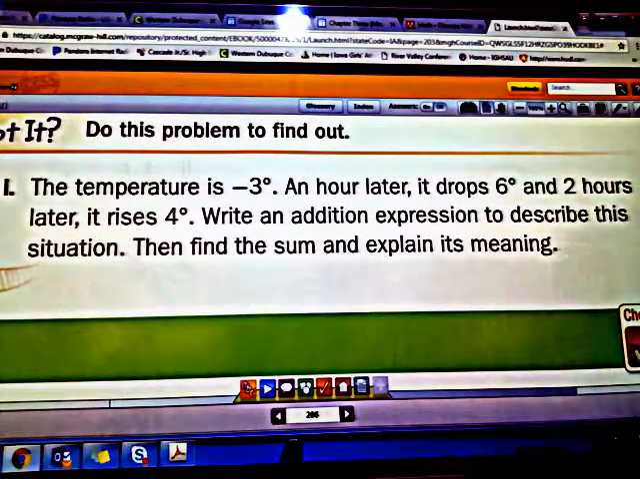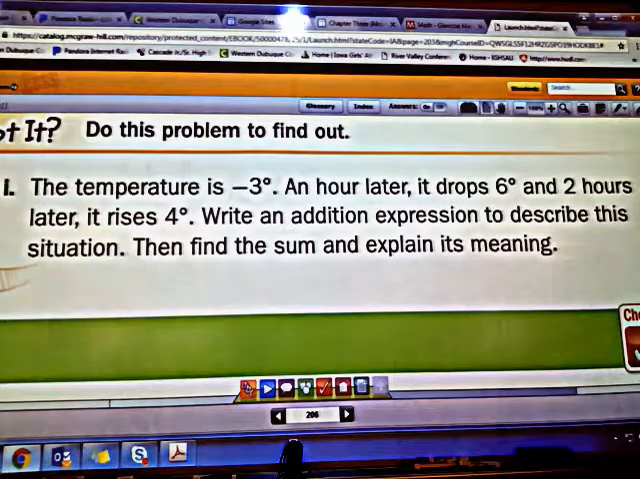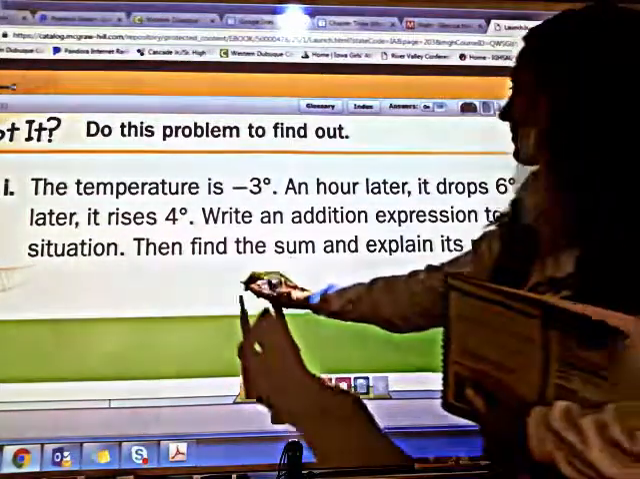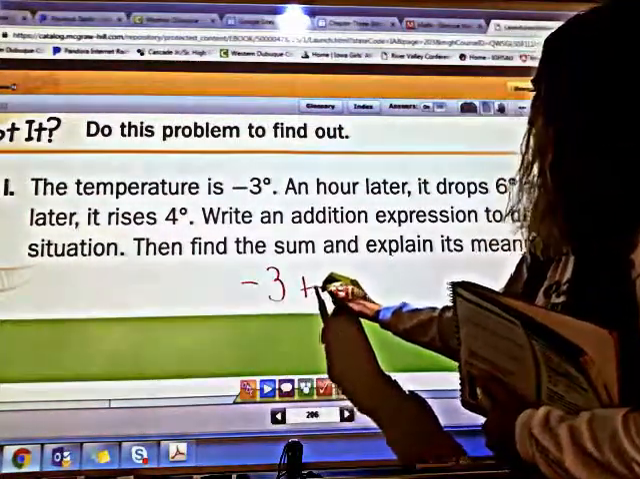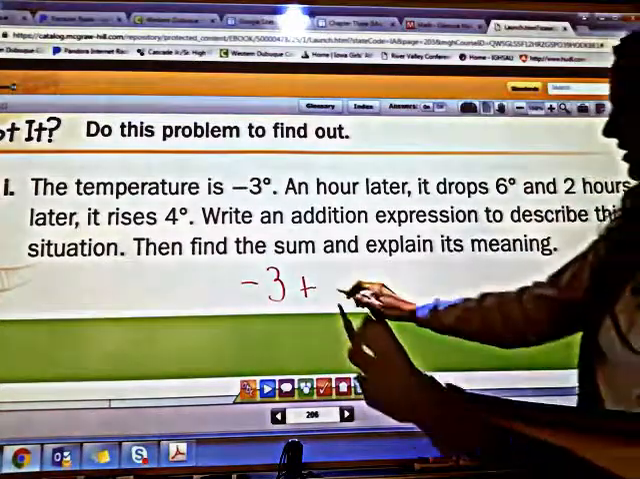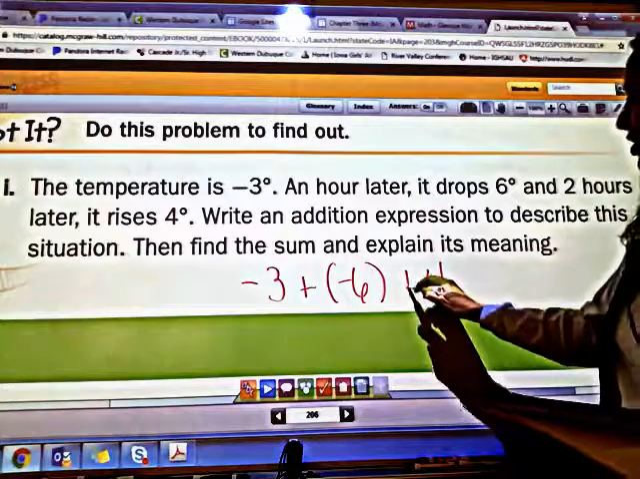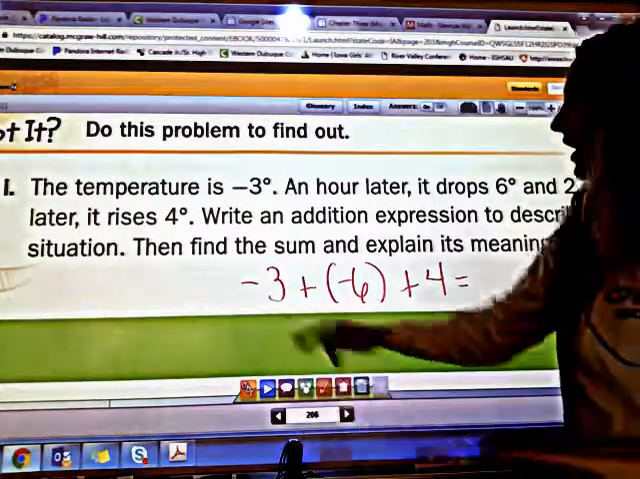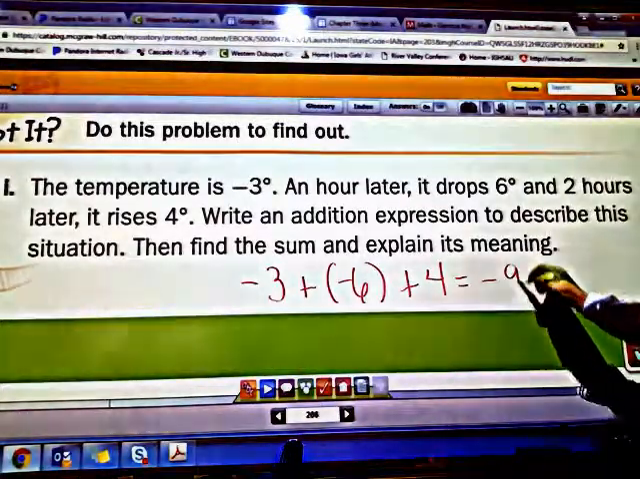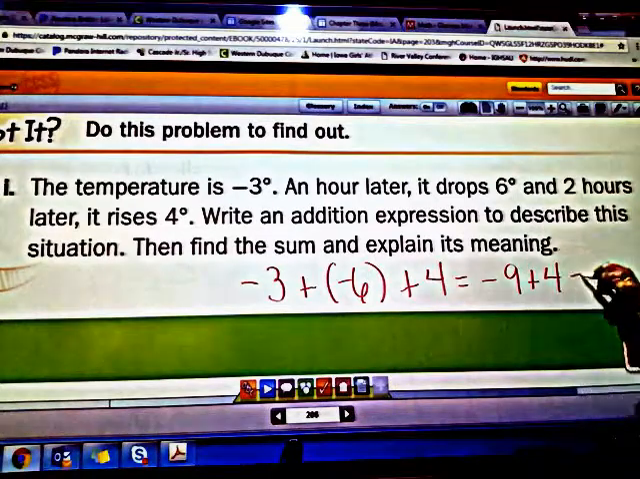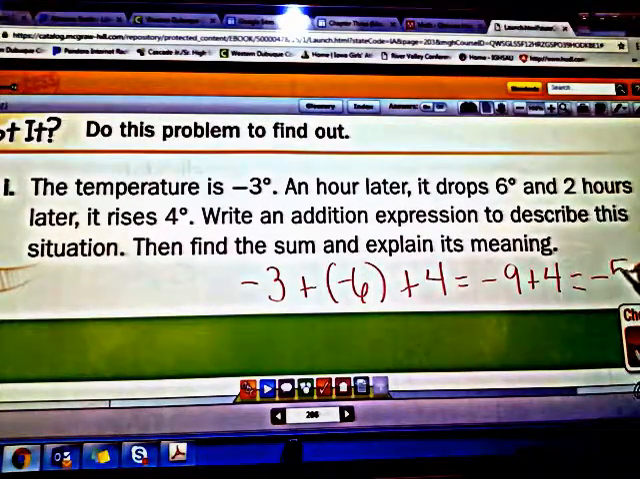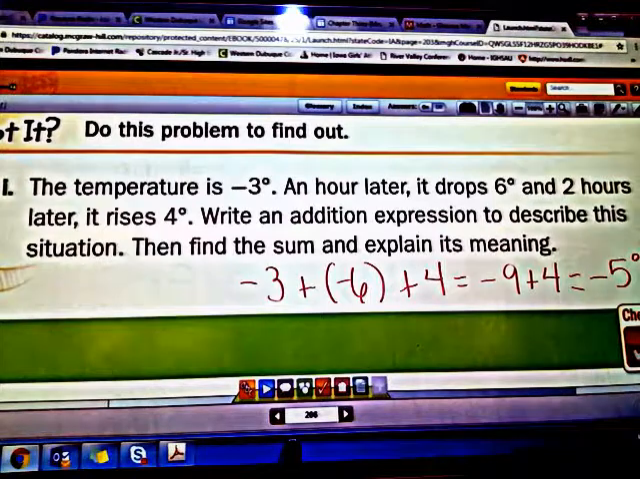When you're looking at Got It problem letter I, technically we should be thinking negative 3 plus negative 6 plus 4. So you're going to want to go ahead and combine your two negatives, which would be a negative 9 plus 4. So our answer is going to be negative 5, and we're talking degrees.